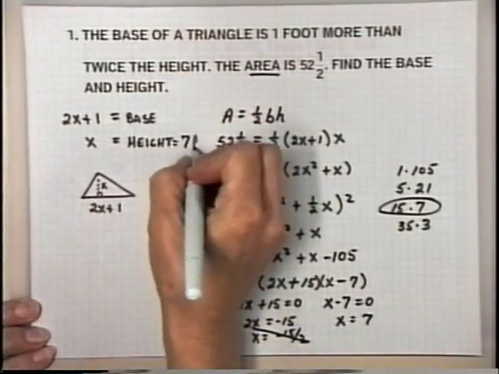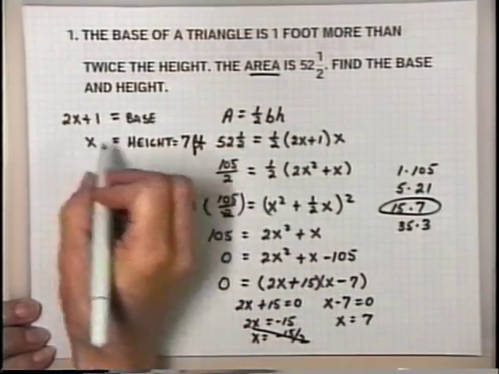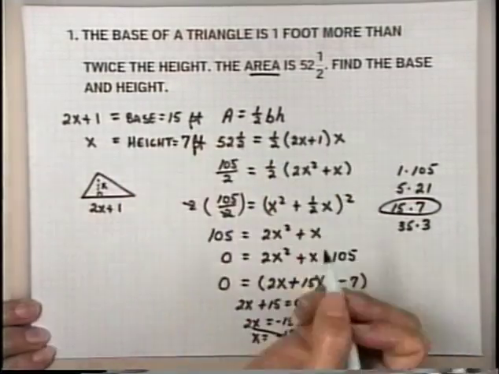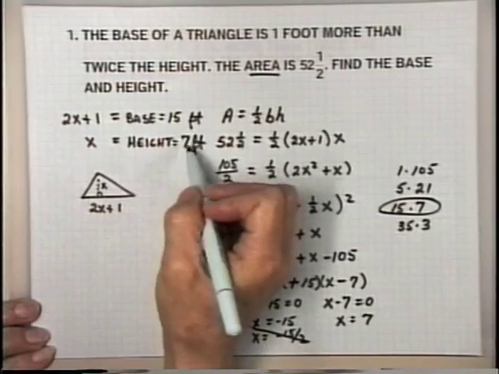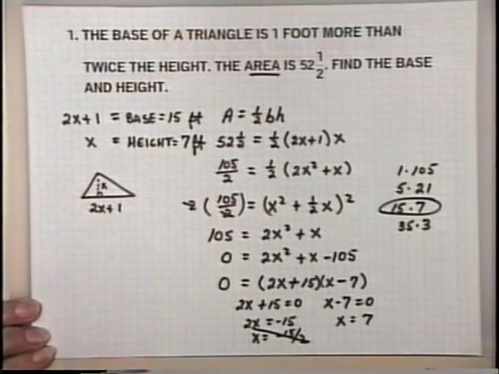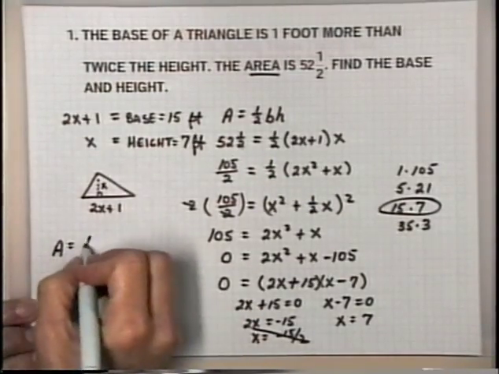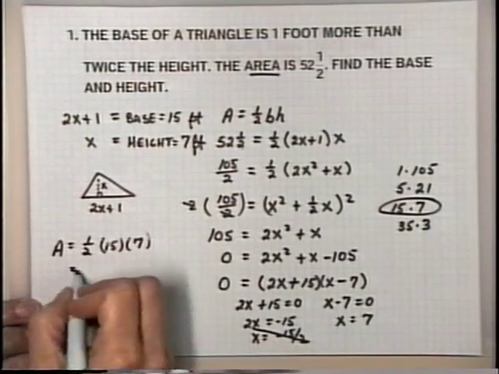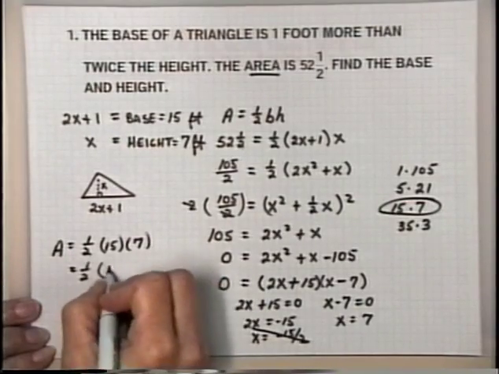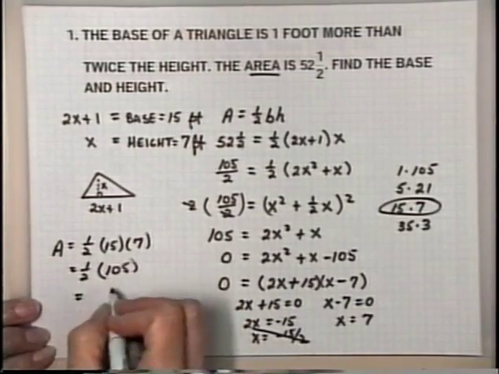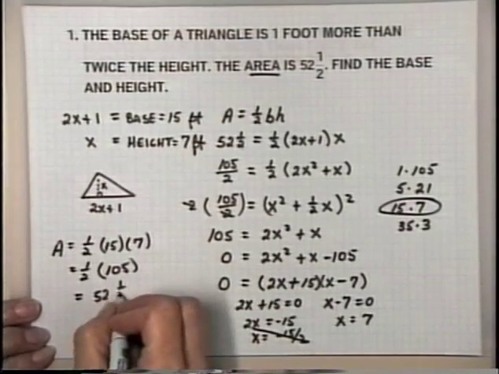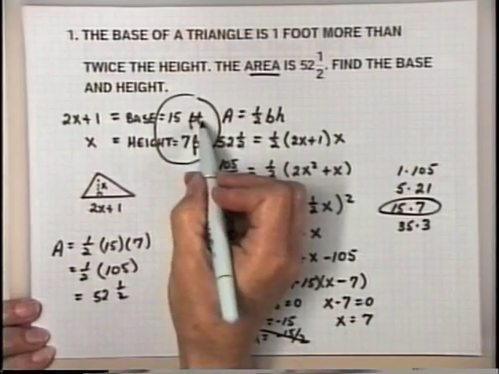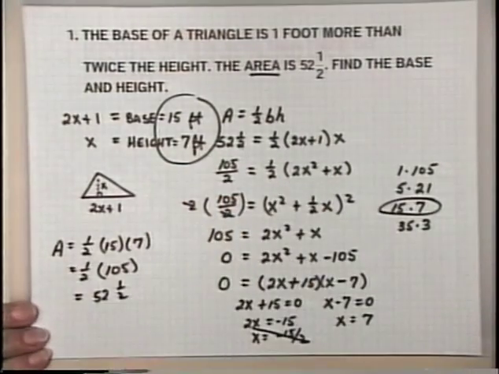Our units was feet. If x is 7, 2 times 7 is 14, plus 1 would be a base of 15 feet. Our base is 1 foot more than twice our height. Checking the area, 1/2 times a base of 15 times a height of 7. We have 1/2, 7 times 15 is 105, and 1/2 times 105 is 52.5. So our correct solution is a base of 15 feet and a height of 7 feet.